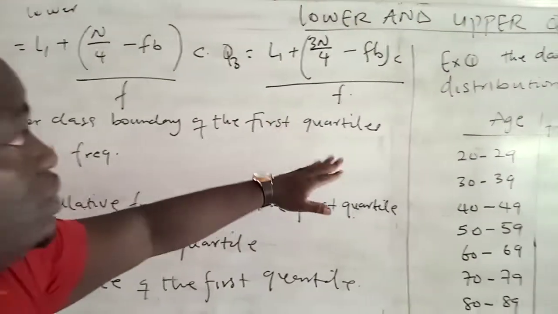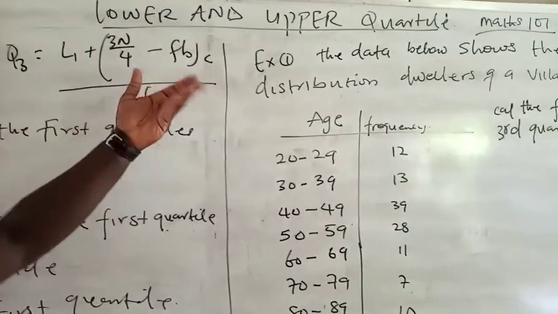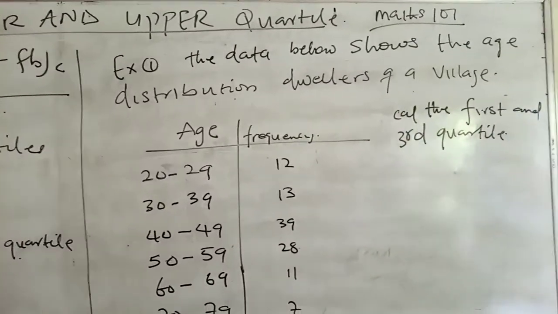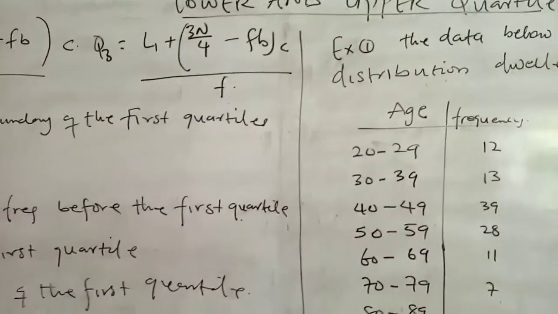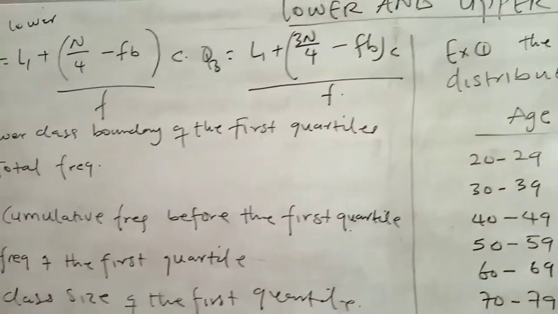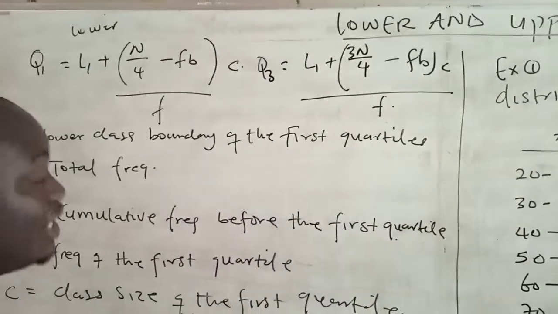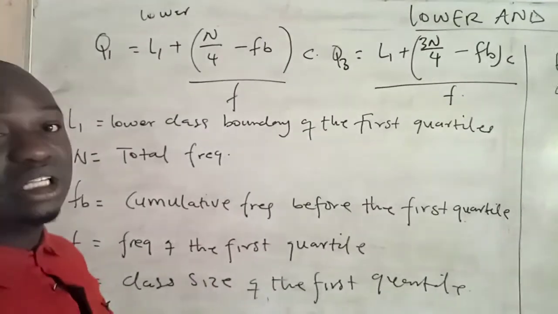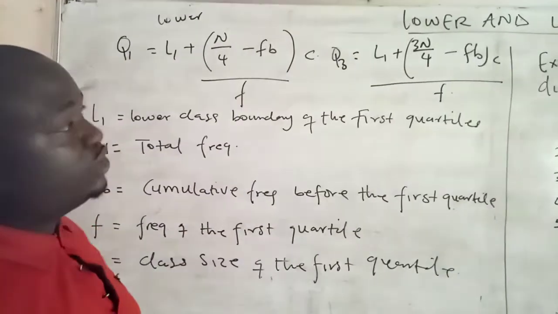Quartile is almost the same thing as median. The formula is almost the same as the median from grouped data. Endeavor to watch it to refresh your memory. The lower and upper quartile is the same thing as the first and third quartile. Even from the day we started the introduction to this course, we talked about the quartile range, interquartile range, and the rest of the stuff.